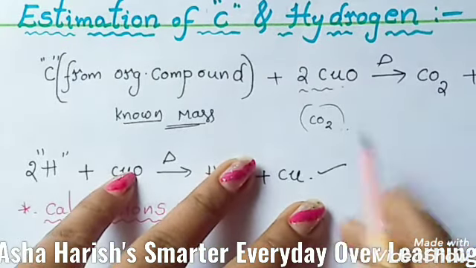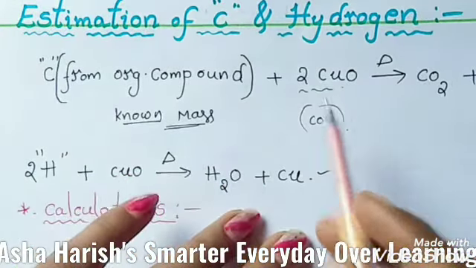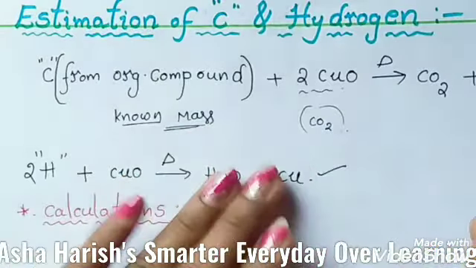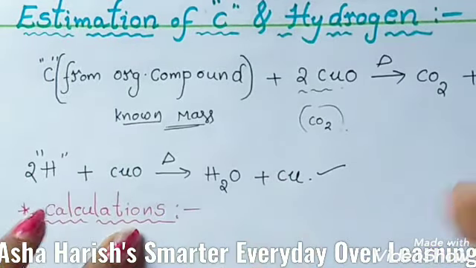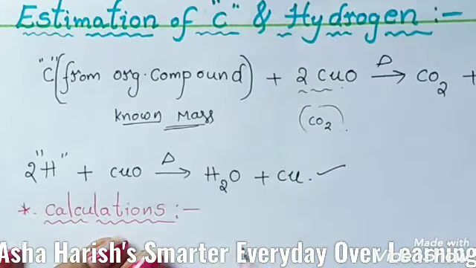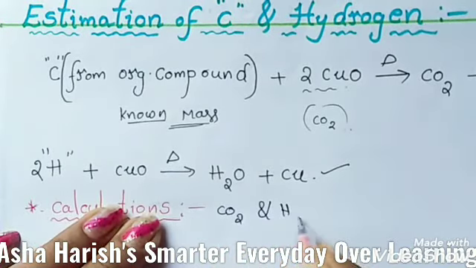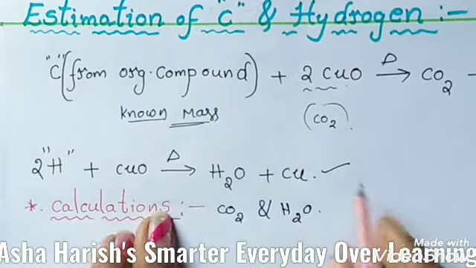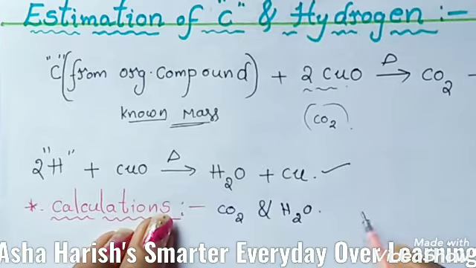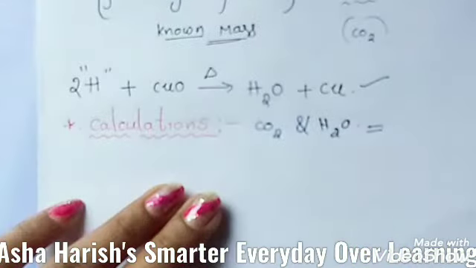Okay students, this is the complete information of the apparatus for estimation of carbon and hydrogen. Here you can see the calculations from the masses of CO2 and water formed. The percentage of carbon and hydrogen can be easily calculated. Now let's see the calculations.